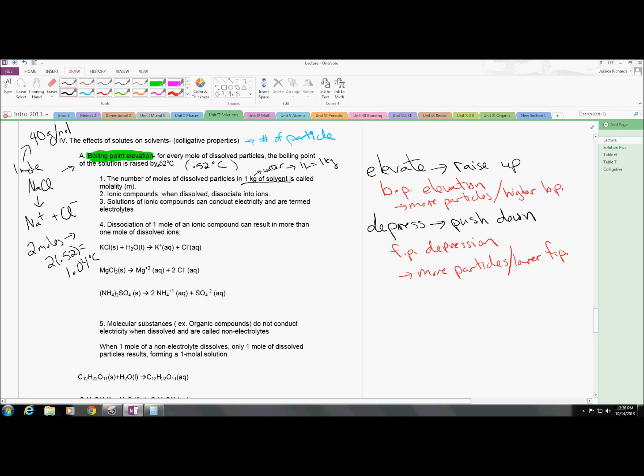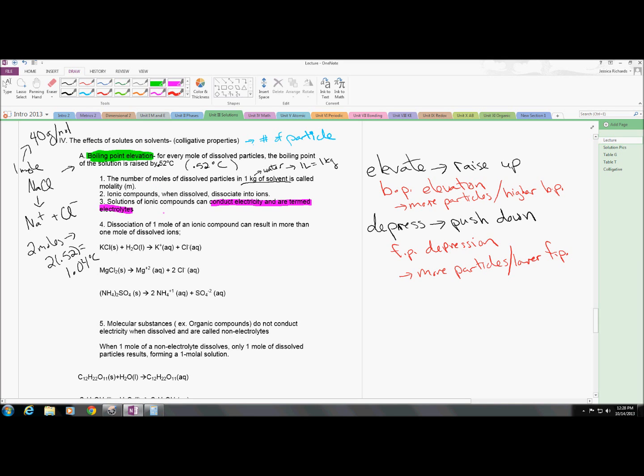Ionic compounds dissociate. We talked about that earlier. So solutions made with ionic compounds will have a bigger effect on the boiling point than covalent compounds will. They also do something else. We say that they can conduct electricity, and so we call them electrolytes.